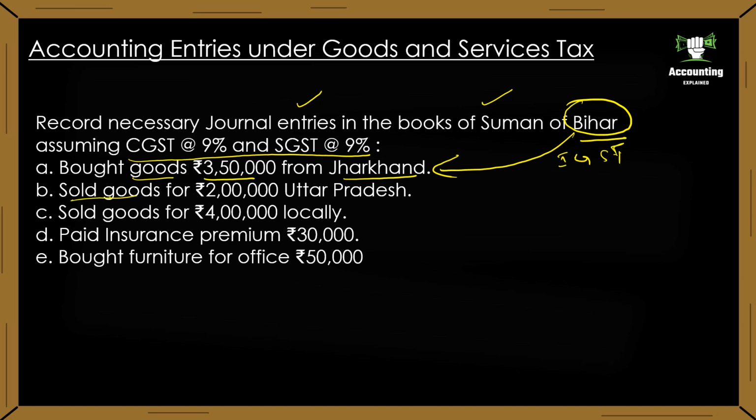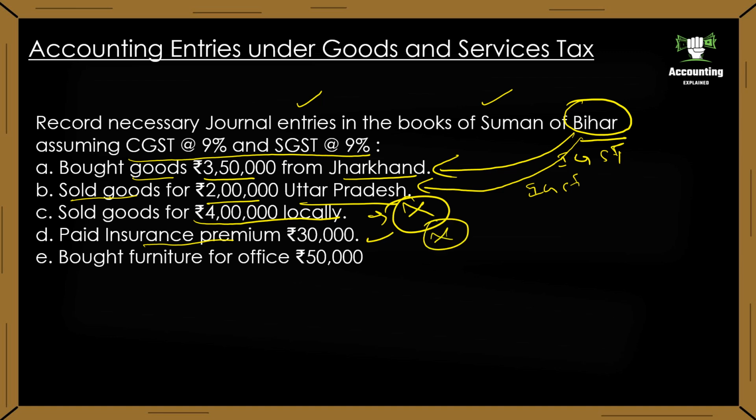Sold goods for rupees 2 lakhs to Uttar Pradesh. Again two states are involved, interstate, so again IGST will be involved. Sold goods for rupees 4 lakh locally. It is only intrastate, so the CGST and SGST parts should be taken separately and IGST is not considered. Paid insurance premium 30,000. Again IGST is not considered; CGST and SGST should be taken separately. Bought furniture for office 50,000. IGST is not involved; CGST and SGST should be taken separately.